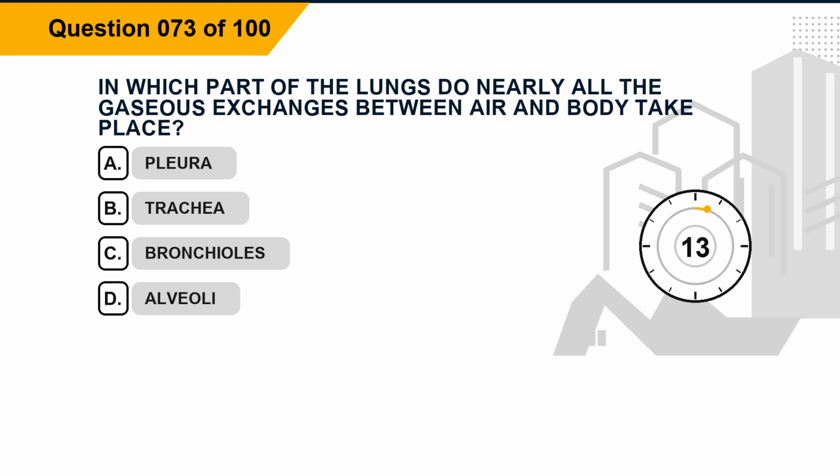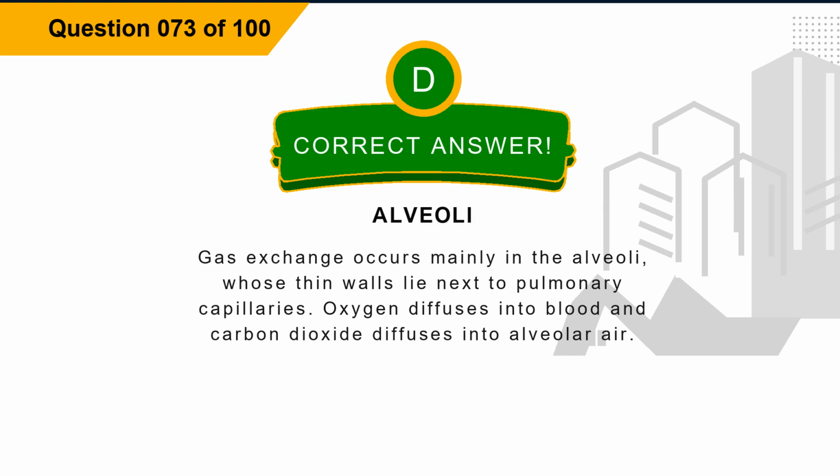Question 73. In which part of the lungs do nearly all the gaseous exchanges between air and body take place? Option A, pleura. Option B, trachea. Option C, bronchioles. Option D, alveoli. The correct answer is option D, alveoli. Explanation. Gas exchange occurs mainly in the alveoli, whose thin walls lie next to pulmonary capillaries. Oxygen diffuses into blood and carbon dioxide diffuses into alveolar air.